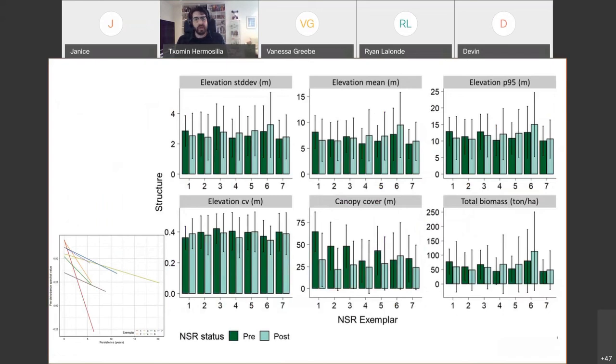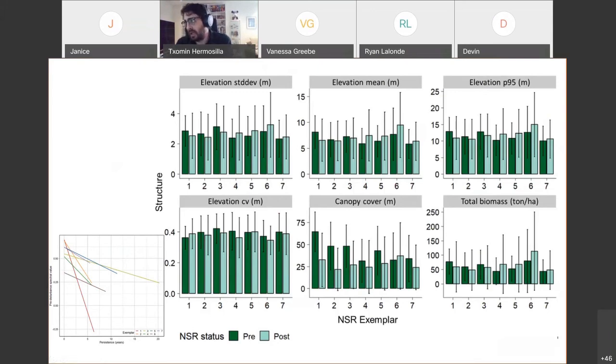And then we have information about the forest structure. We were able to see what the impact of these non-stand replacement disturbances was on the different forest structures. Most of the exemplars that we track resulted in a loss of canopy cover at the stand level. But at the same time, the majority of our exemplars actually resulted in an increase of the height of the stands, which is indicated by elevation P95.